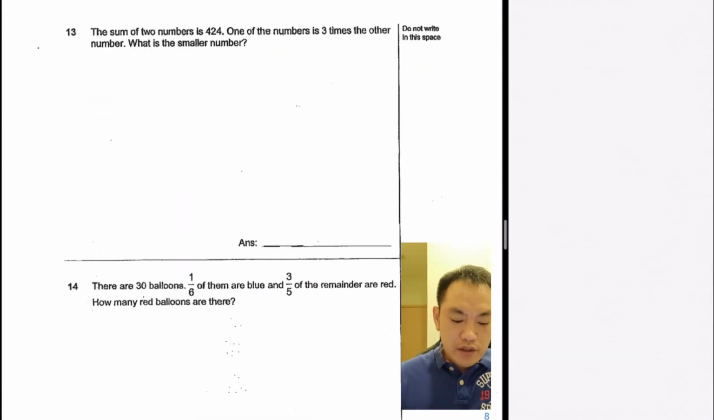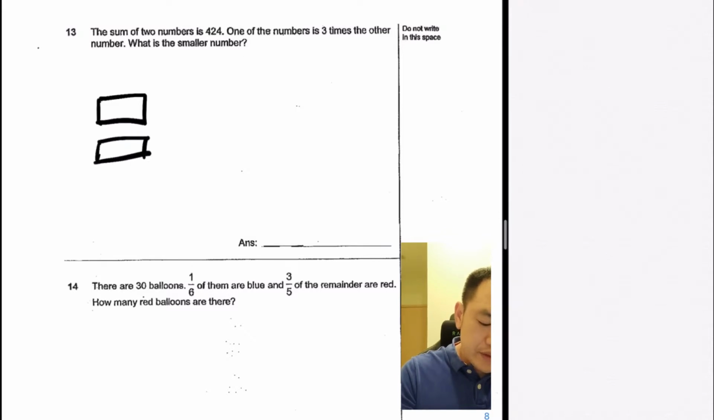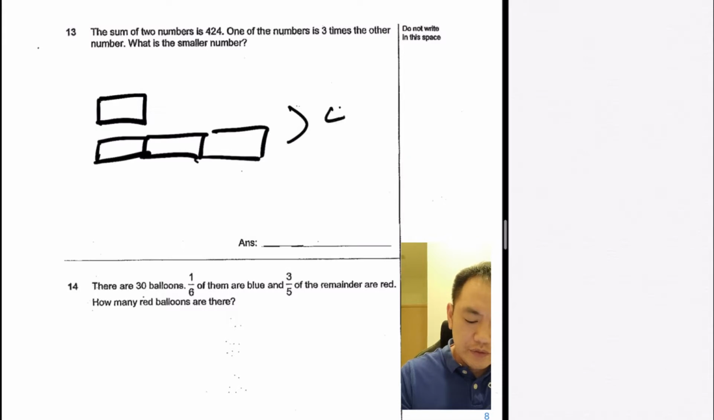Question 13. The sum of two numbers is 424. One number is 3 times the other number. Okay, so there are two numbers here. There's one number like this, and then the other number is 3 times bigger. Okay, and then altogether it adds up to 424.